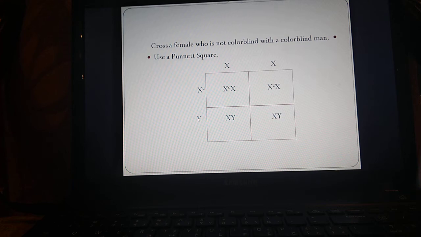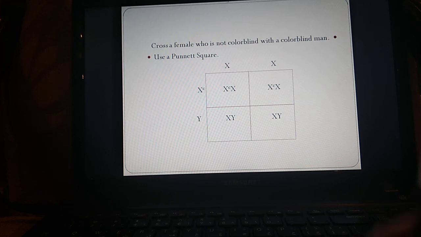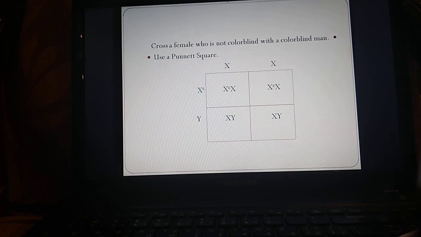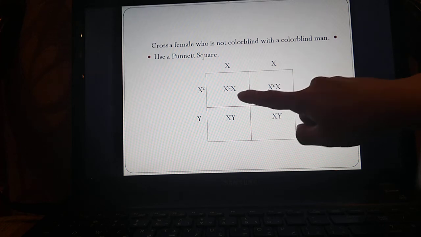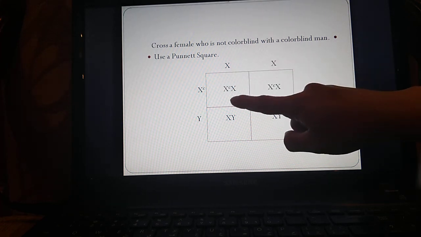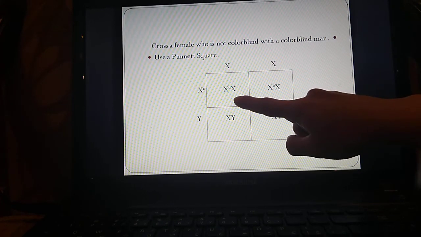Now, let's cross a female who's not colorblind, يعني XX, with a colorblind man. Colorblind man means XCY. This female, this healthy female, has both XX chromosomes. The male is XCY. So by making the Punnett square, as you can see here, we have X with XC. So the result is XCX.